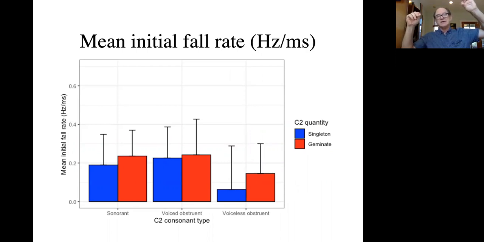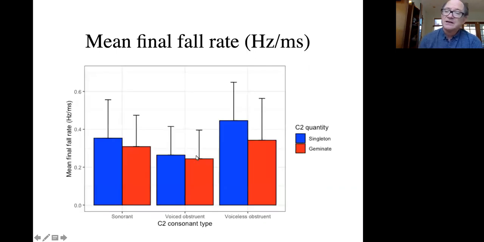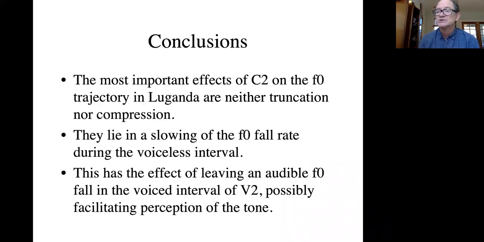To measure this, I broke up the fall into two intervals, the interval from the peak to the beginning of voicing in V2, and the final interval from the beginning of voicing in V2 to the final minimum in V2. The fall in that initial interval was lower. The rate of fall in hertz per millisecond was lower in the voiceless categories than in the voiced categories, and that was a significant effect in a mixed model regression analysis, whereas in the final interval, the fall rate was higher, and that was also significant.